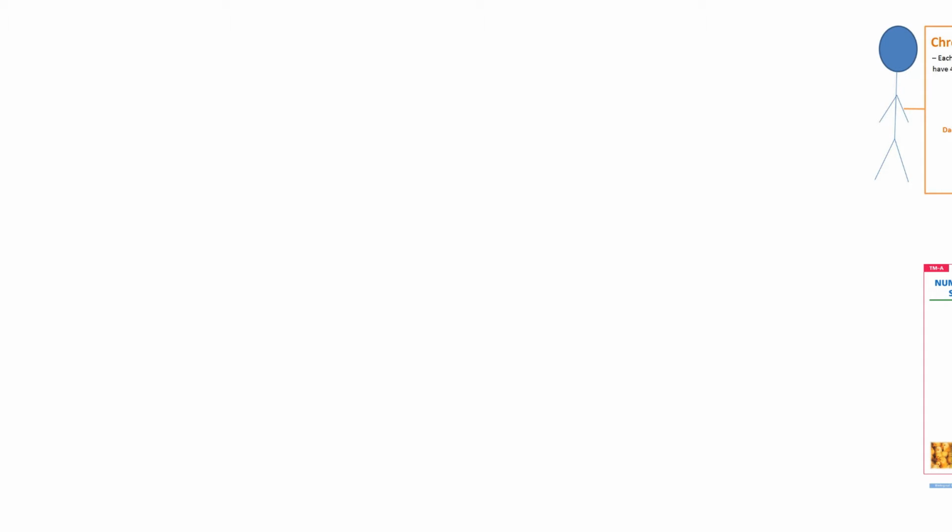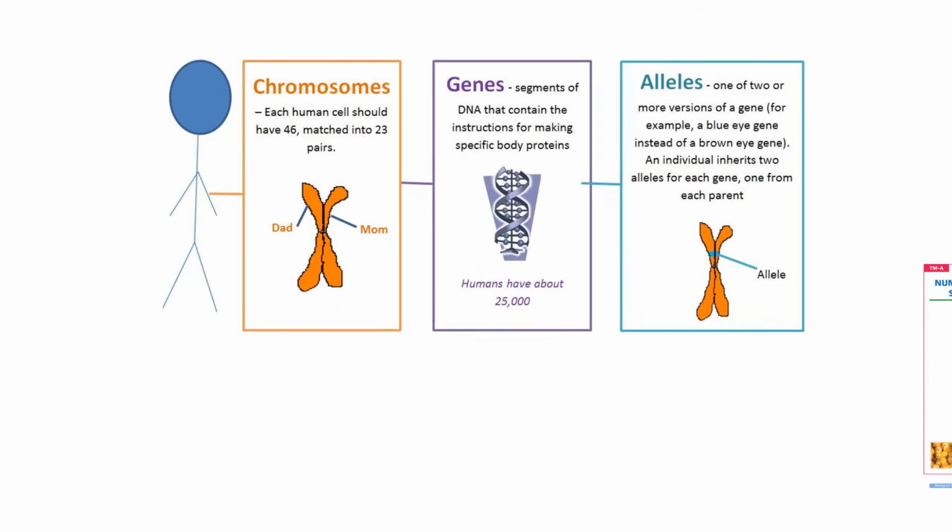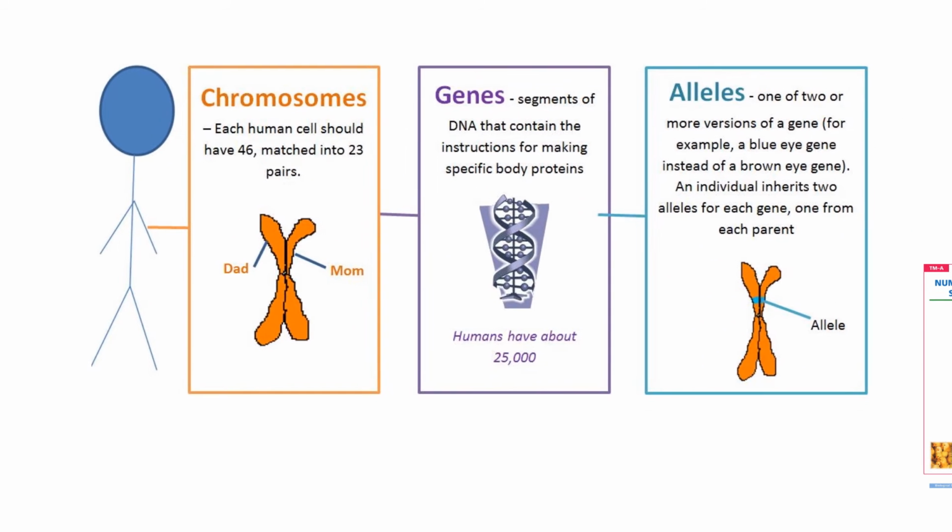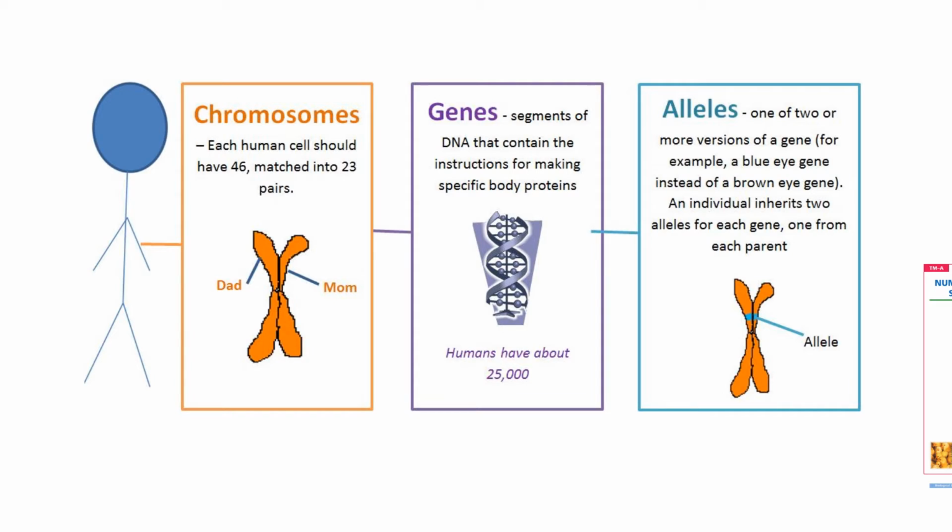Okay, well, let's start some terminology. And I always try to remember to get these large in case you're on a small screen or something. Okay, well, here we've got the word chromosomes. Well, chromosomes are made up of strands of DNA, right? And here it says each human cell should have 46. They're in 23 pairs, so 23 times 2 is 46.